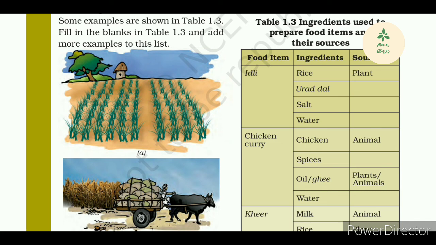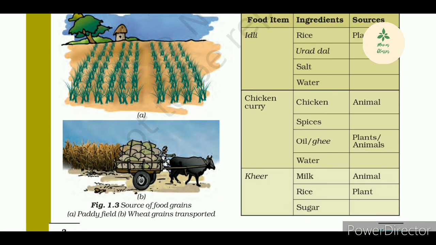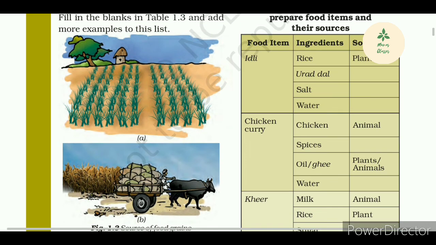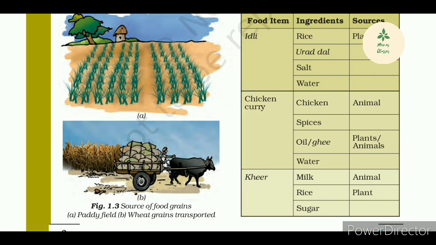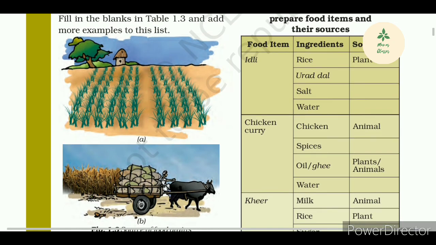Look at that picture, A and B. In the first there is a paddy field, and the second, B, is wheat grain being transported. But in picture B we mostly do not see this now: transport is by truck, not always bullock cart.